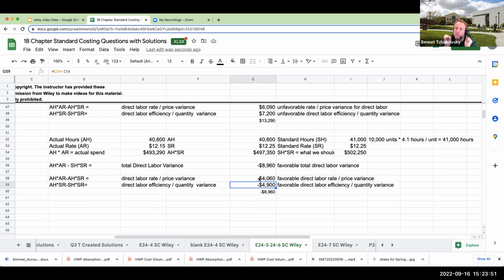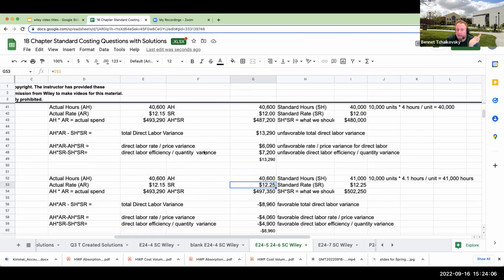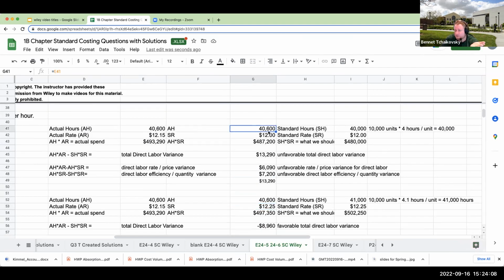Remember also, you want to use common sense. What do I mean by that? If I'm spending $12.15 per hour and I budgeted $12.25, I spent less. So therefore, it's going to be favorable. But if I used 40,600 hours and I should have only used 40,000, I know right there that the efficiency quantity variance is going to be unfavorable because I spent too much. So again, just try to use a little logic.